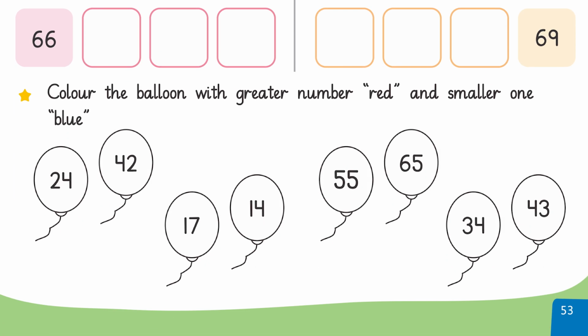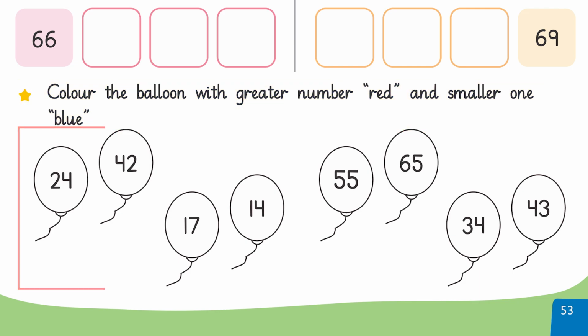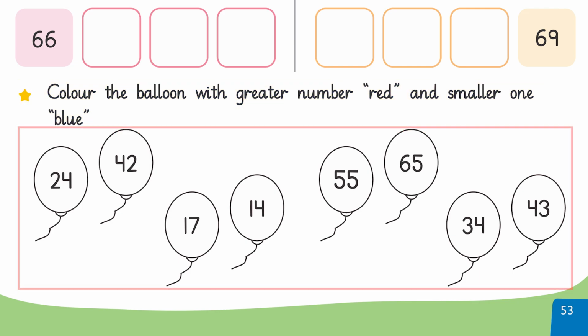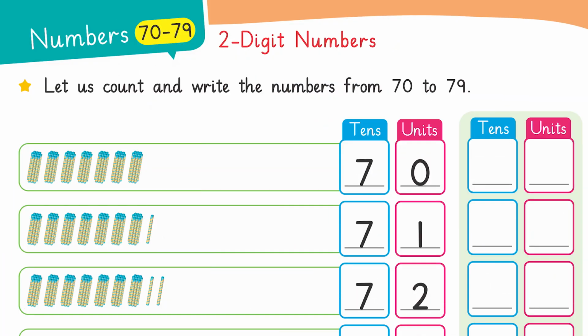The next question says, color the balloon with greater number red and smaller one blue. So we have pairs of balloons, my dear kids. यहाँ पे आपने greater number को red में color करना है and smaller number को blue में. So we have 24 and 42. What do you think? Which one is bigger? Yes, 42 is bigger. So color it in red and color 24 in blue. Let's move to the next part.